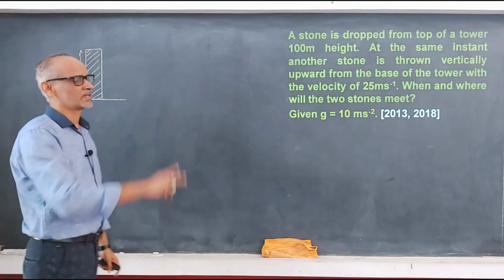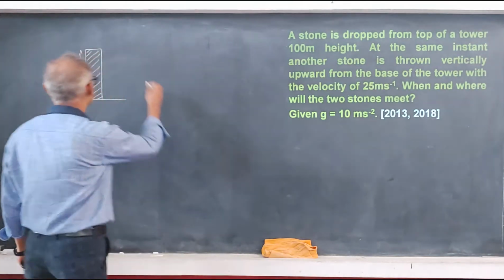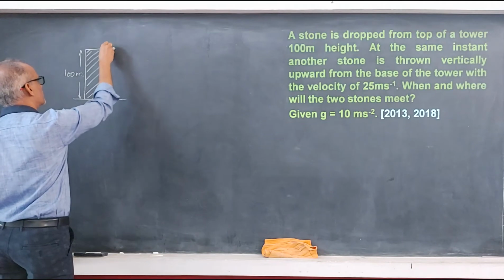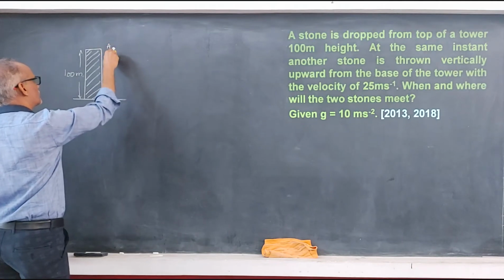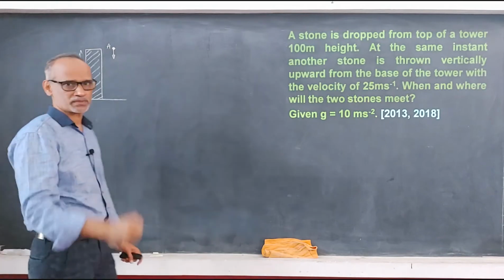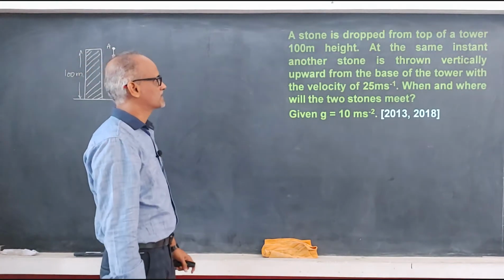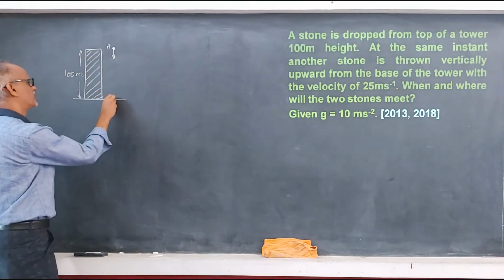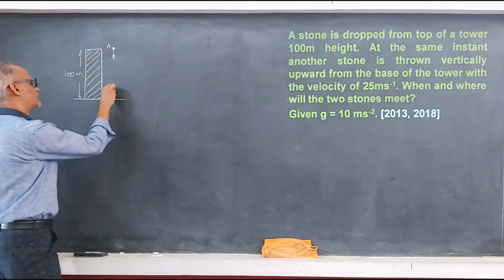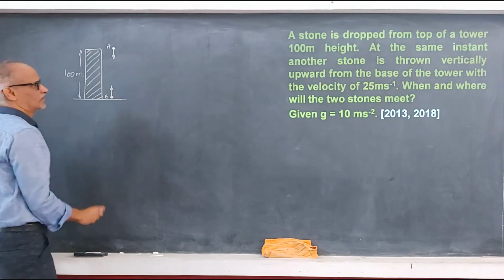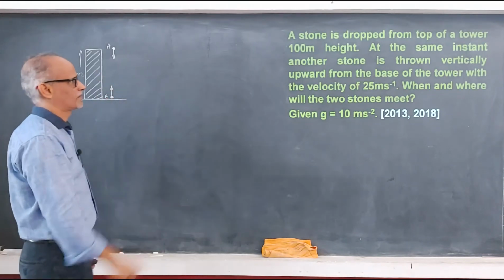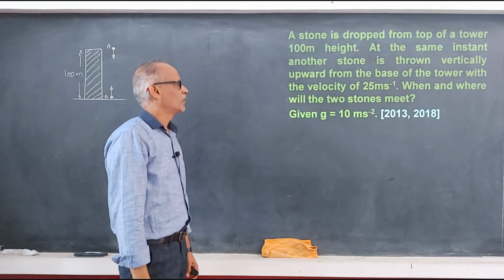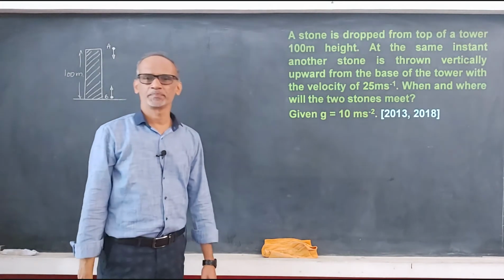So there are two stones involved now. One stone is dropped from the top of the tower. Let me consider it A. It's dropped. Then at the same instant, another stone is thrown vertically upward from the base of the tower. So another stone here, B I will write, which is thrown vertically upward, and the velocity of that is given: 25 meter per second. When and where will the two stones meet?